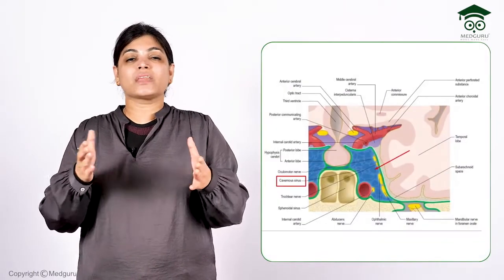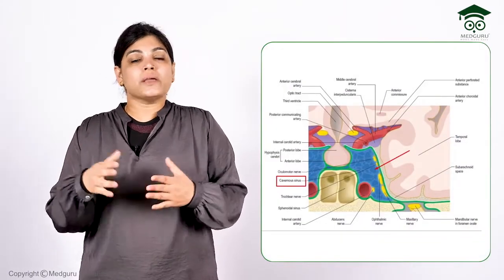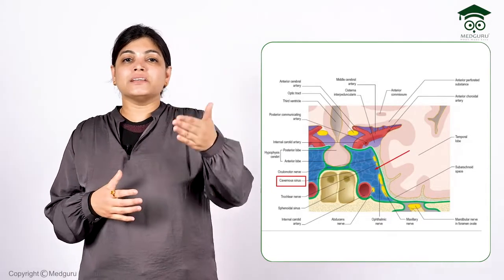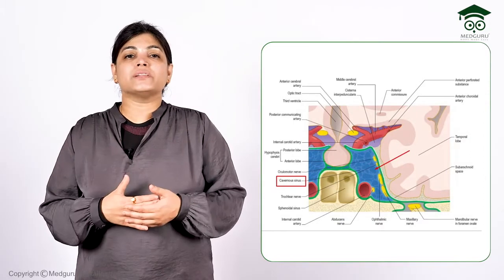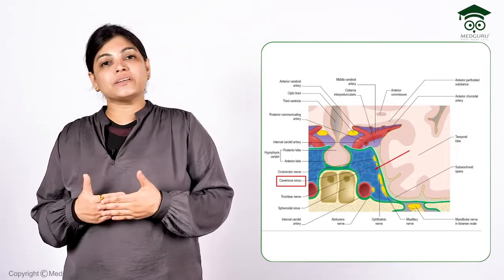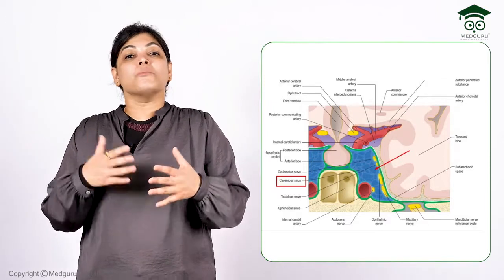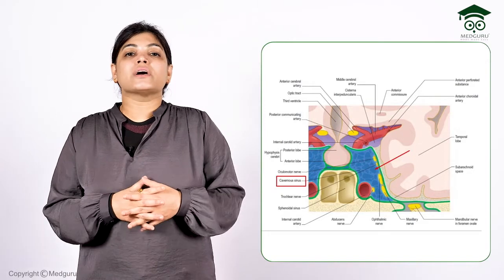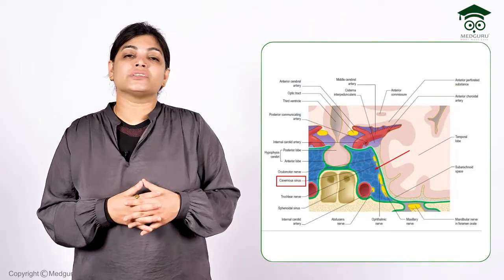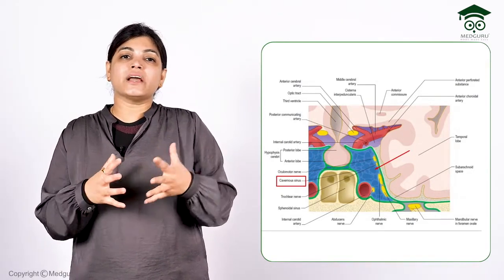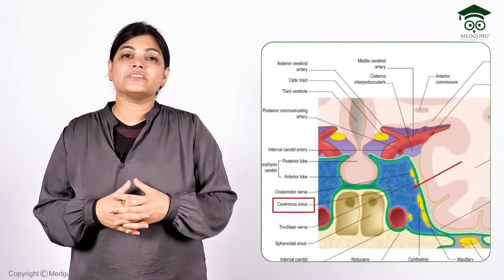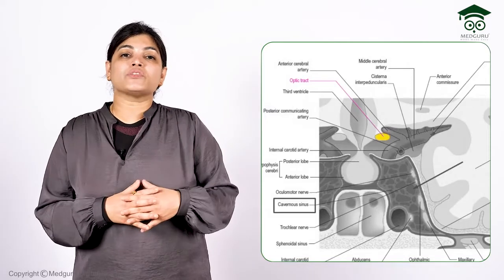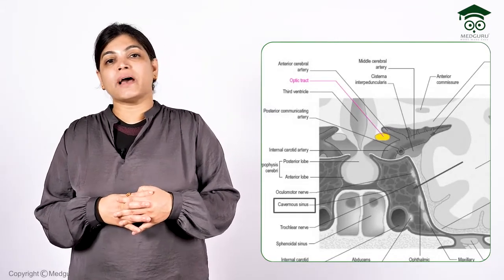Now coming to relations of cavernous sinus. So important relations of cavernous sinus are the following. We will discuss all the relations: superior relation, inferior relation, anterior relation, posterior relations, and also medial and lateral wall. So coming to its superior relation, superiorly the cavernous sinus is related to optic chiasma and optic tract. So on the superior aspect of cavernous sinus lies optic chiasma and optic tract.